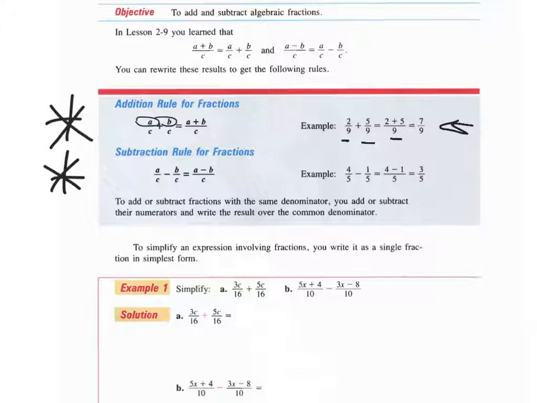For subtraction, we're going to do the same thing. We need to make sure we have a common denominator. Once we have a common denominator, we will subtract the numerators. And here I'll do 4 minus 1, you get 3, and it's already simplified. So let's try a couple of examples.